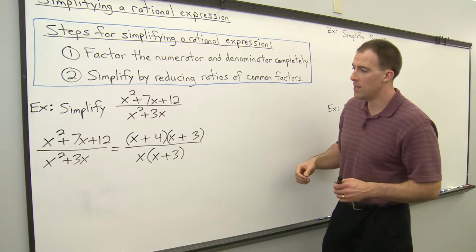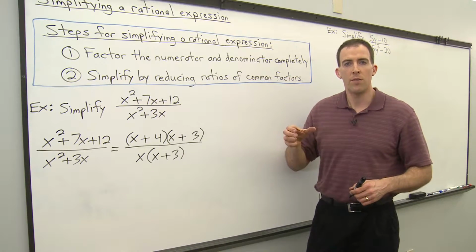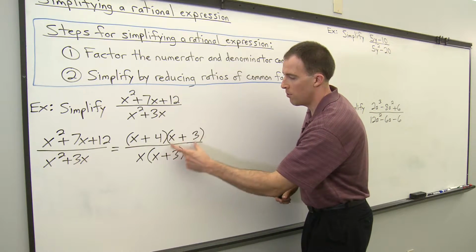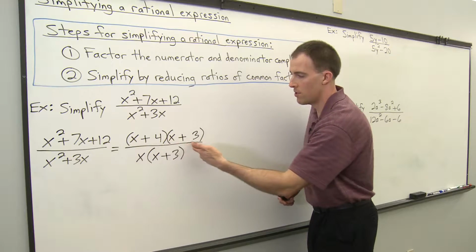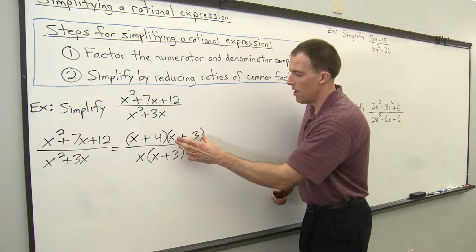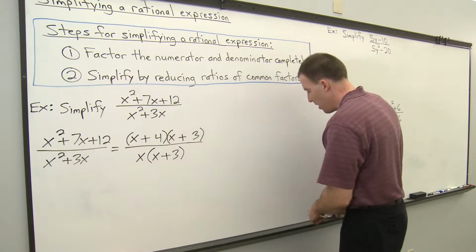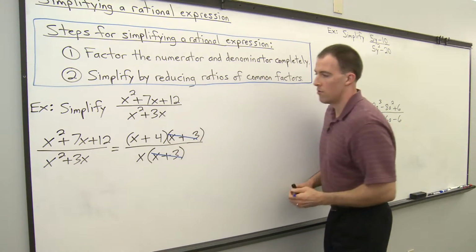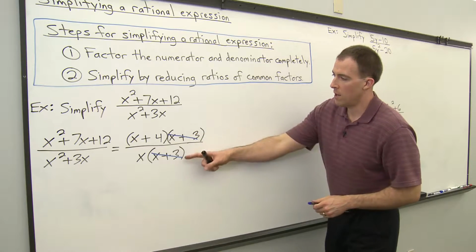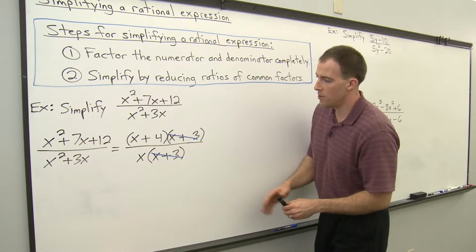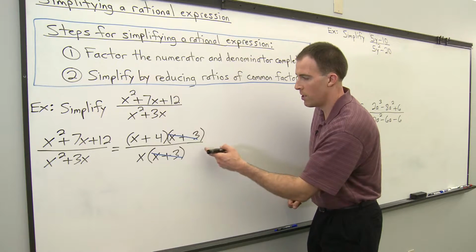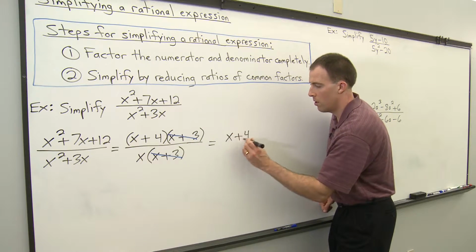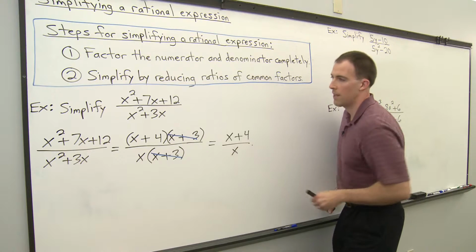factors. The basic idea is that anything divided by itself is 1. So notice here we've got an x plus 3 factor that's common to both the numerator and the denominator. A fraction bar just simply means divided by. So x plus 3 divided by x plus 3 equals 1, and we can simply cancel those. So we can reduce the common factor of x plus 3, and there's no other common factors in the numerator and denominator. So our simplified result here is x plus 4 over x.